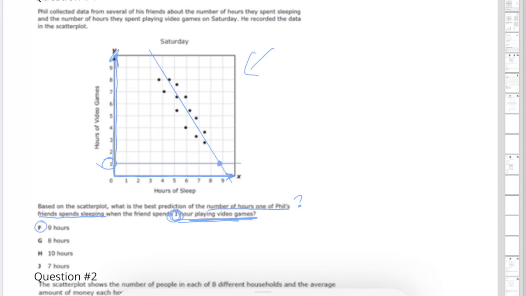Now, like I said, it would have been 8 if it had been a little closer to 8, but because it's so close to 9, we're going to choose 9 as our answer. 7 wouldn't be our answer because it's really far off over here, and then 10 would be here, so that cannot be our answer either. So our answer is 9.